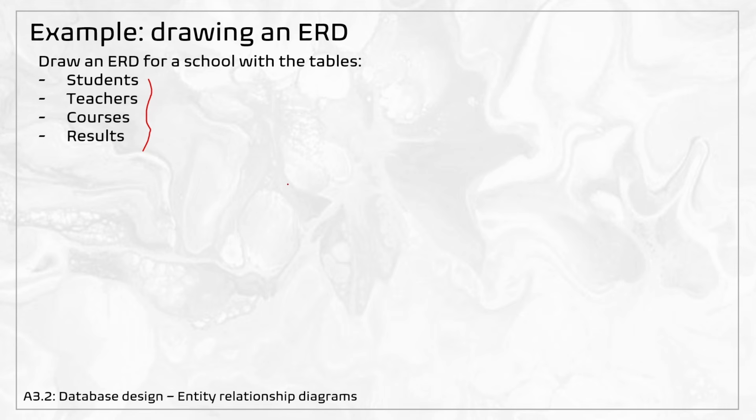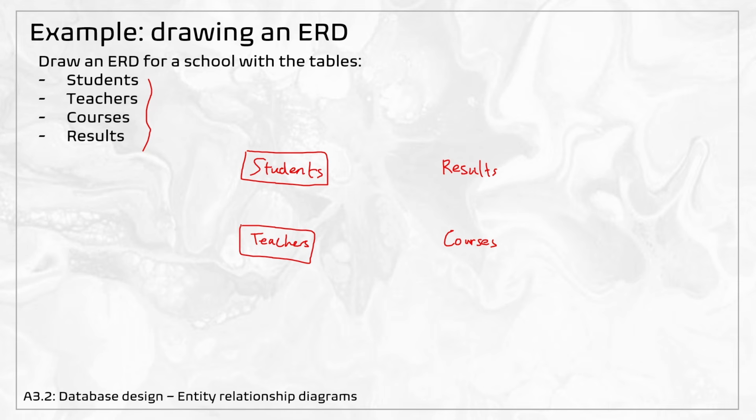So firstly, we have students over here. We've got teachers. We've got courses over here, and we've got results. And because they're tables, let's put a box around all of them, like this. There, and there we go. So those are all of our tables drawn.